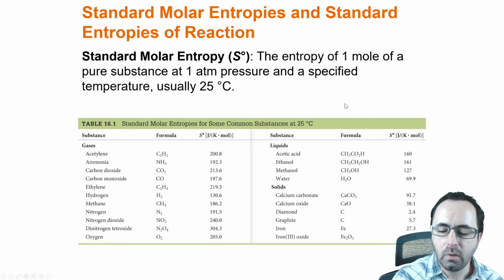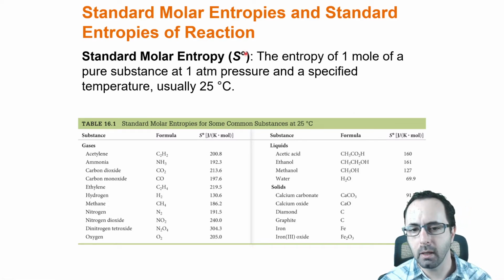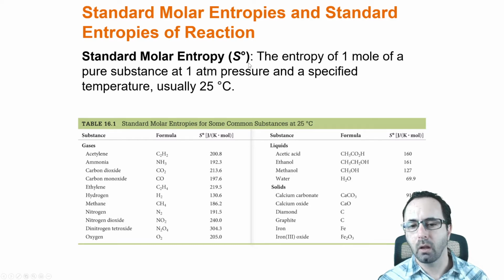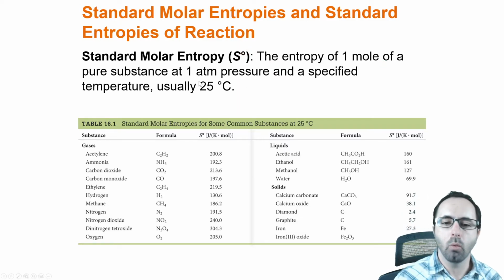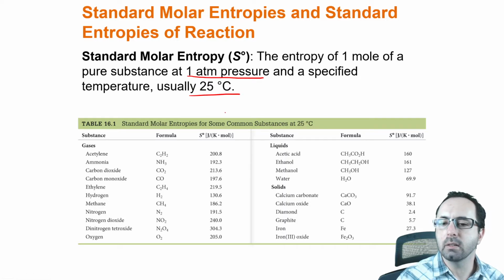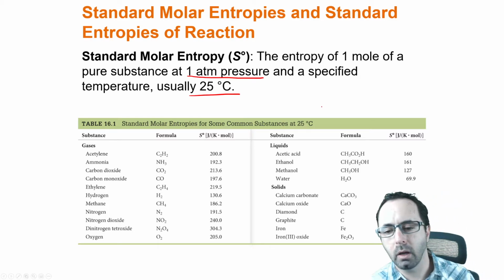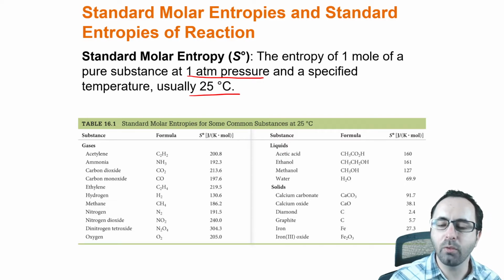So here's a table of standard molar entropies. First of all, this idea of standard is going to become very important. Standard is indicated by this little degrees symbol here. So when we say standard entropy, it's the entropy of 1 mole of a pure substance at, and this is what standard means, 1 atmosphere pressure and a particular temperature, usually 25 degrees Celsius. But it's 1 mole, 1 atmosphere pressure. Concentrations are generally 1 molar. So that's what standard means.